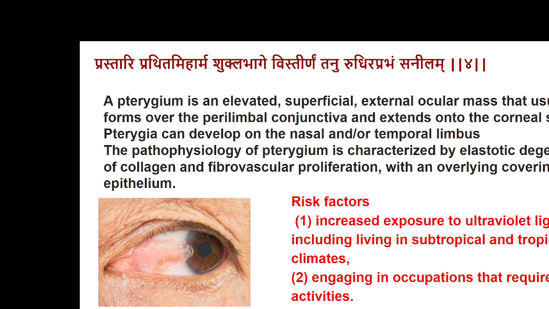It occurs quite frequently. It's defined as an elevated superficial external ocular mass that usually forms over the perilimbal conjunctiva, over the external surface, that's the lateral part, more frequently, and extends onto the corneal surface. See, as long as it is limited only to the sclera, it doesn't affect anything, it's usually asymptomatic, it doesn't produce any symptom except that it produces a visual impairment of look only.